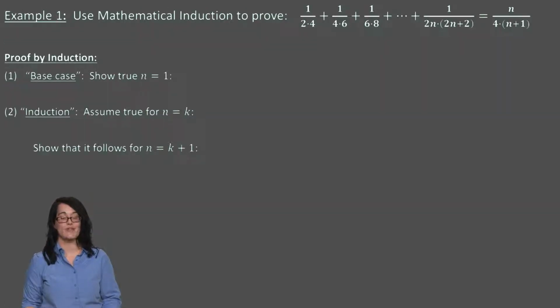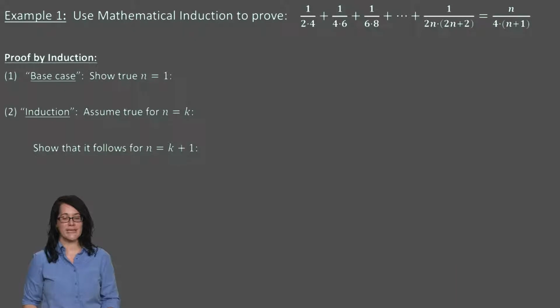Example 1 says, use mathematical induction to prove the following statement. 1 over 2 times 4, really 8, plus 1 over 4 times 6, plus 1 over 6 times 8, plus dot, dot, dot, and then our nth term, 1 over 2n times 2n plus 2. Okay, so we're adding up the terms of a weird-looking sequence of fractions, and the claim is that that sum, if you stop at the nth term, will equal whatever term number that was, n, over 4 copies of n plus 1. So this is a pattern that someone has discovered, and now they want to prove it.